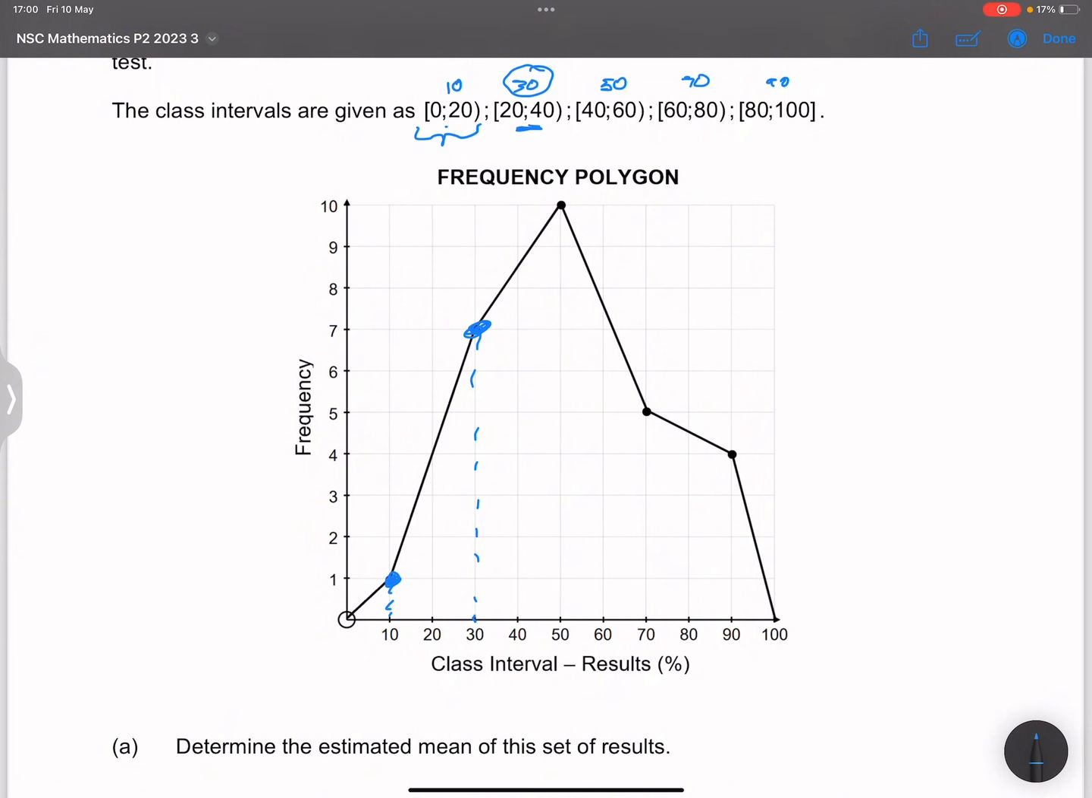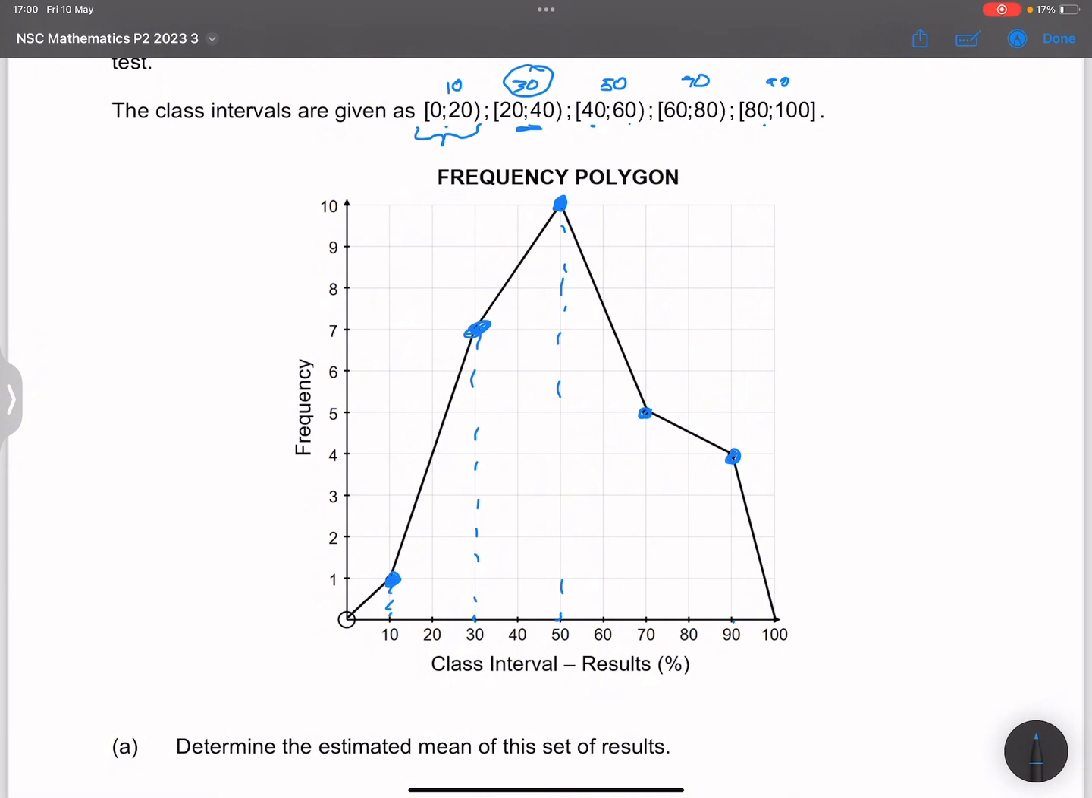In the interval 40 to 60, I read it at 50. My frequency there would have been 10, so that's where you've got the most number of learners. From 60 to 80, I read it at 70, so that would be 5. And from 80 to 100, I read it at 90, and so that would be 4.